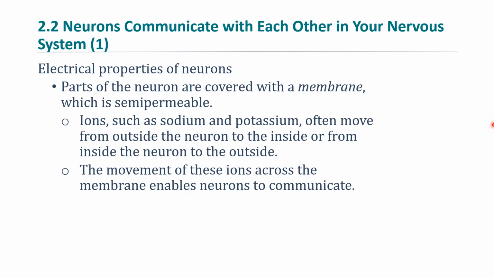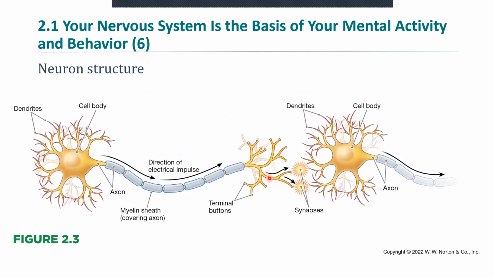So that's the same idea. It doesn't block everything. It lets some little ions pass through, and in particular, two of the main ions that pass in and out of the neuron are sodium and potassium. This movement of sodium and potassium in and out of the neuron is what allows it to produce the electrical charge that I mentioned earlier, the electrical impulse that travels along the axon that causes the release of neurotransmitters.